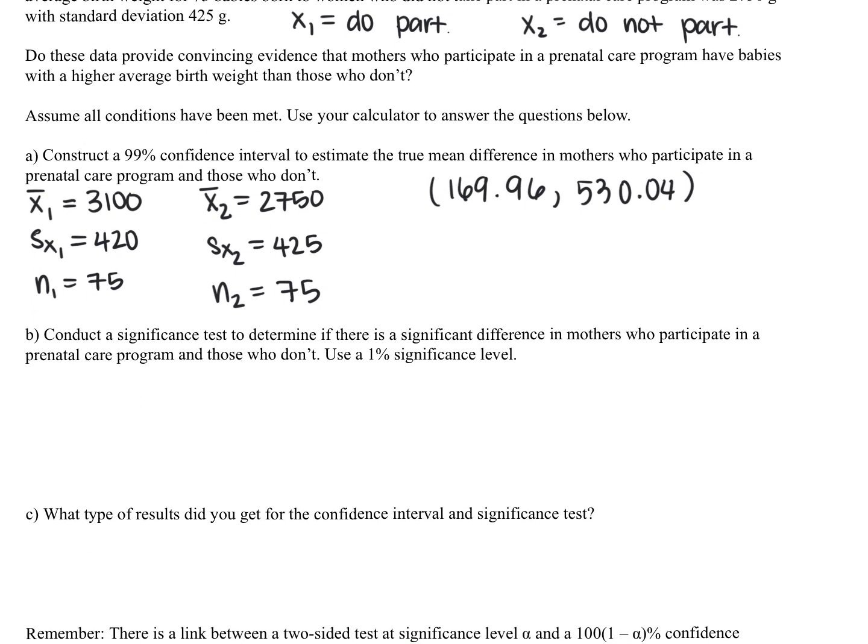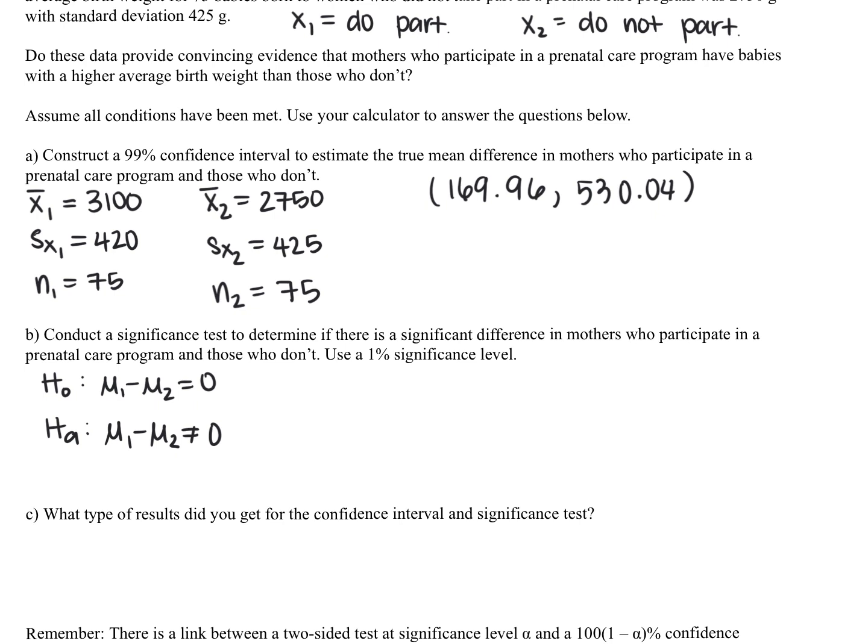We will talk about that more in a little bit. We're now going to conduct a significance test to determine if there is a significant difference in mothers who participate in a prenatal care program and those who don't. And we're going to use a 1% significance level. So in this case, our null hypothesis would be that mu1 minus mu2 is 0, that there isn't one. Our alternative hypothesis is not asking us to see specifically that the care program is better. It just wants to know, is there a difference? So our alternative hypothesis is going to be that mu1 minus mu2 does not equal 0.